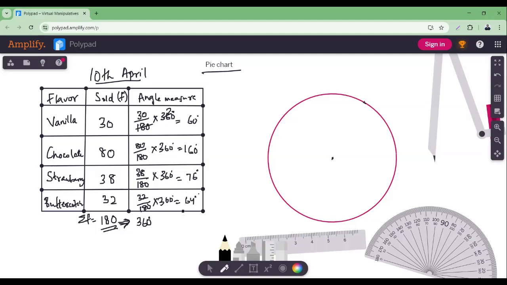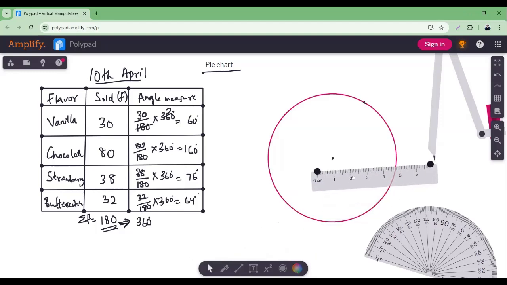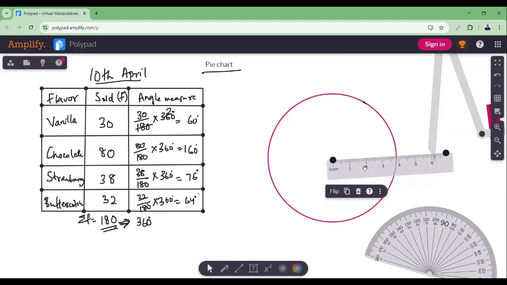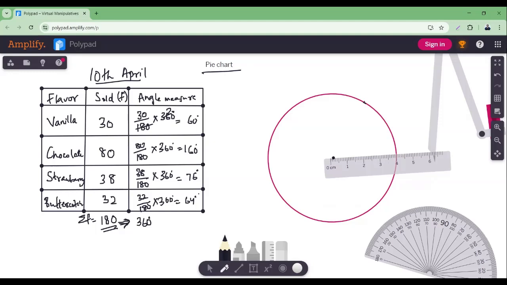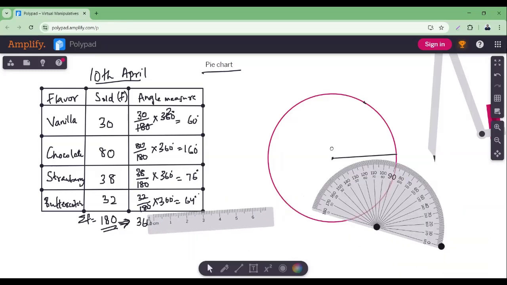So now I'm going to represent that on the pie chart, the pie chart that we have drawn on the circle here. For that, first we take a scale and draw one radius. It can be anywhere on the circle because that's a starting point, right? A radius basically. So we draw from here to here. That's a radius. And now the first angle that we have to represent, for the vanilla, is 60 degrees.